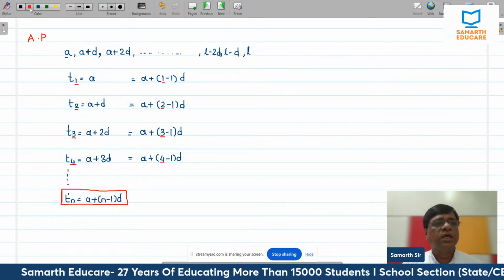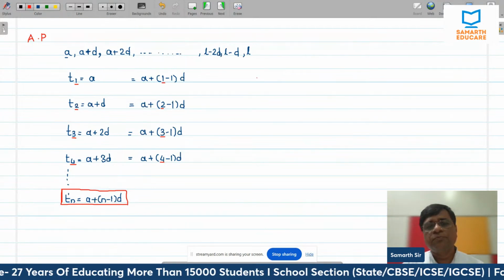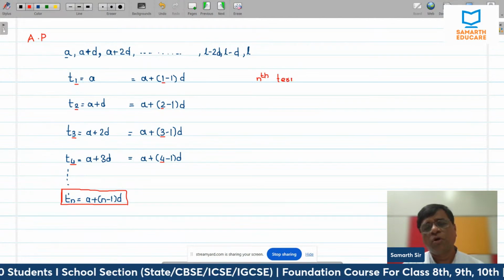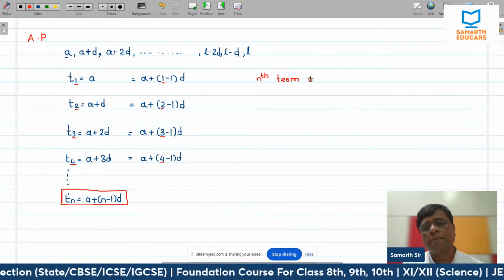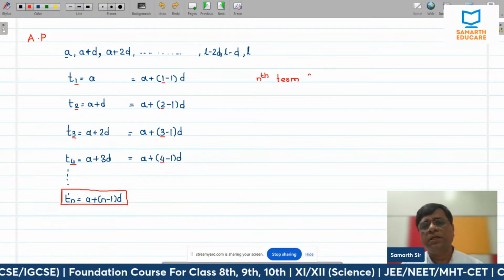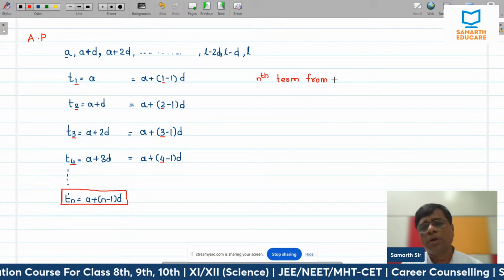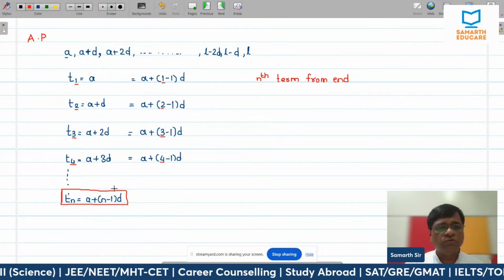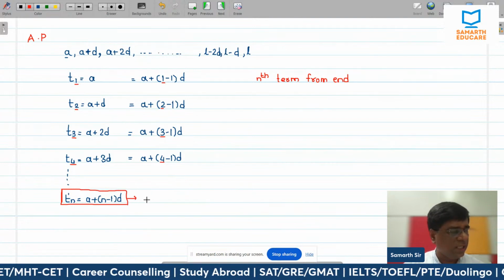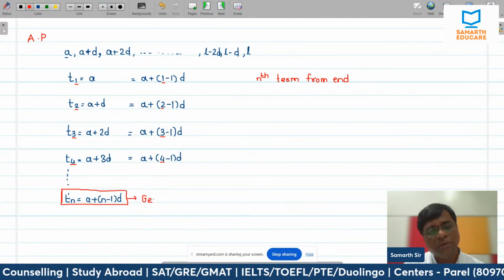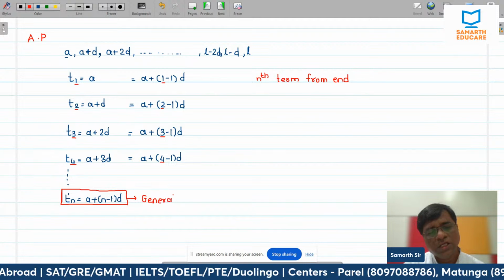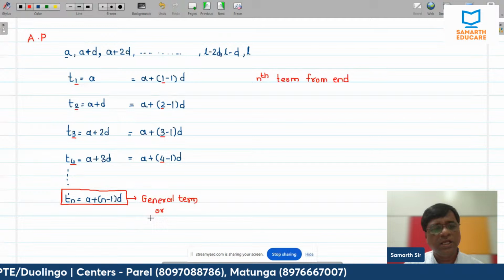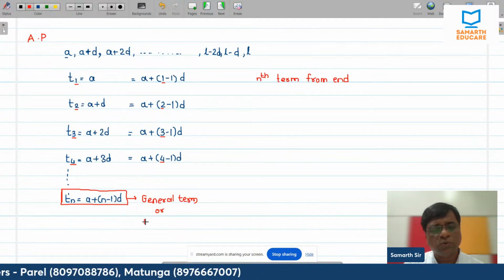So sometimes in ICSE, they also ask the nth term from the end. Remember that this is the nth term from the beginning. It is also called the general term, or the nth term. This we learned earlier. So Tn is equal to a plus n minus 1 into d.